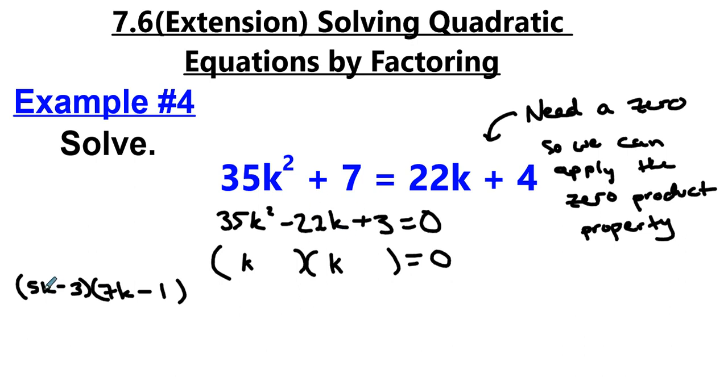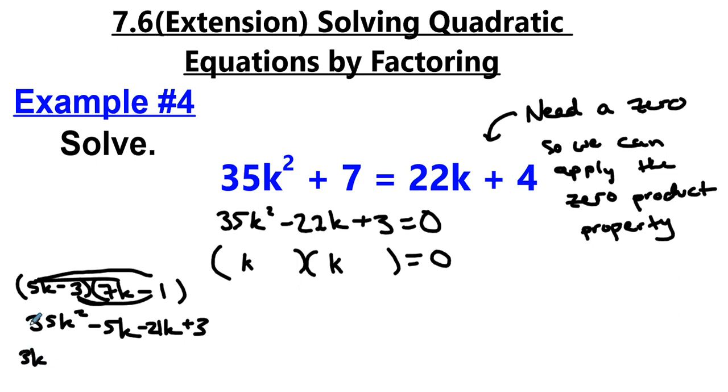So let's see, if I FOIL this out, do I get that trinomial? So 5k times 7k is 35k squared. The outside two multiplied together give me a negative 5k. The inside two gives me a negative 21k. And the last two gives me a positive 3. Combining those like terms together, we get 35k squared minus 26k plus 3, and that is not quite what we needed in the middle there, so this is not the factored form of this trinomial.